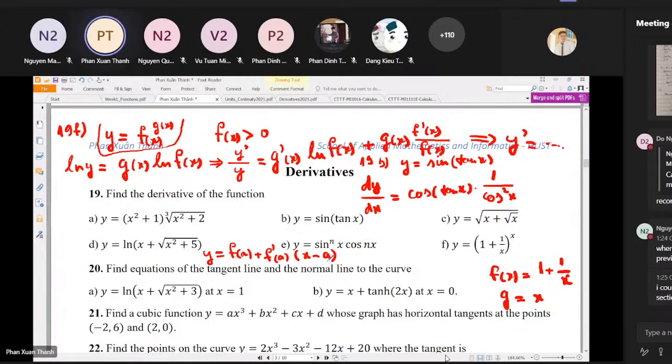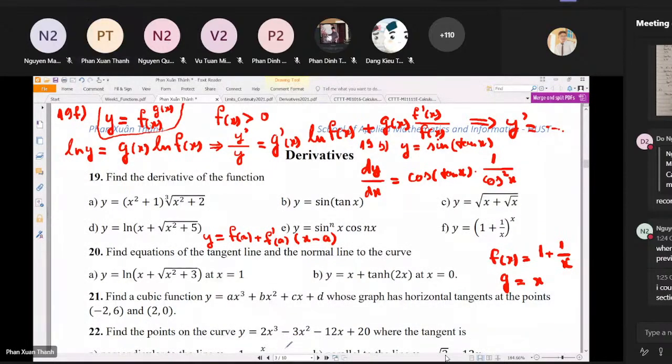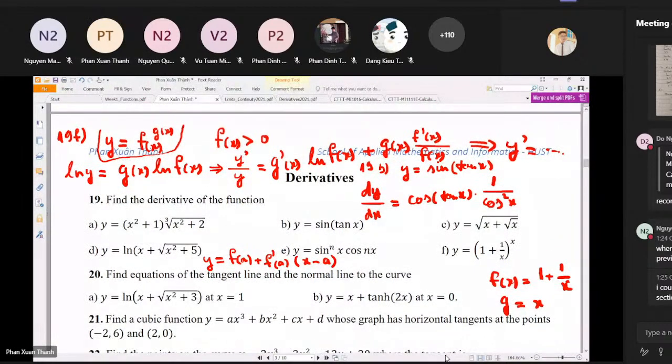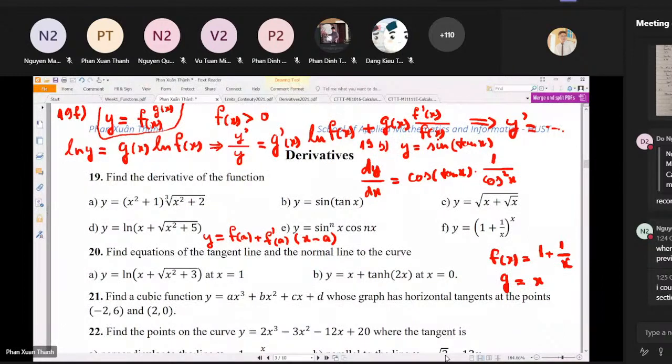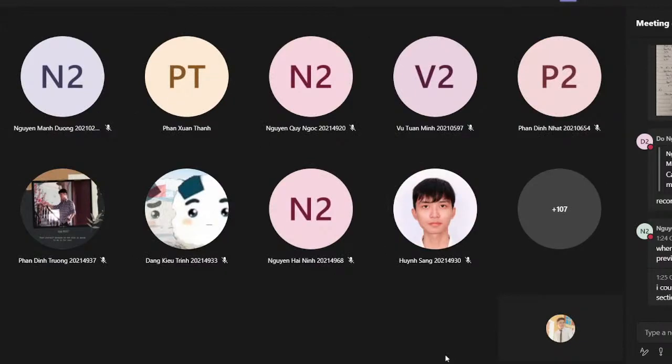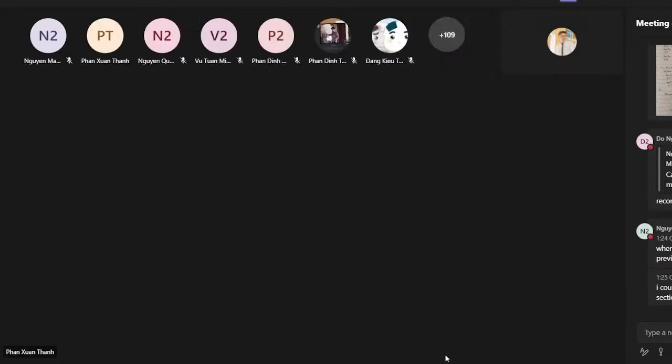So what is a normal line? Okay, I will show you. Let me take a picture of this one. Sorry. What is a normal line and the tangent line? Okay, I will show you now. Okay, here.